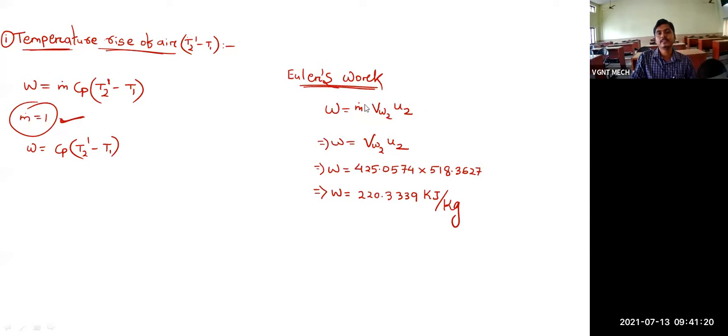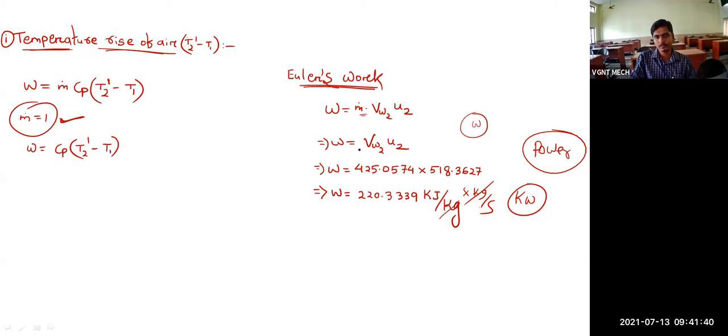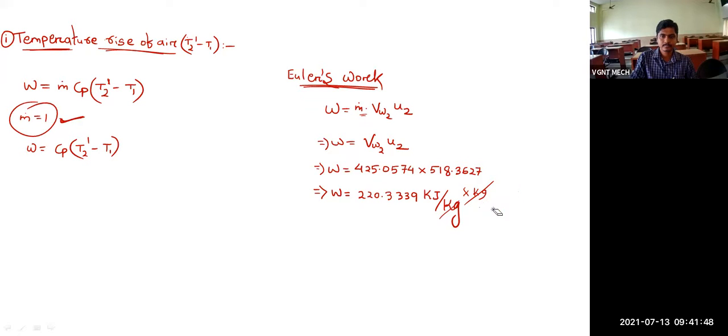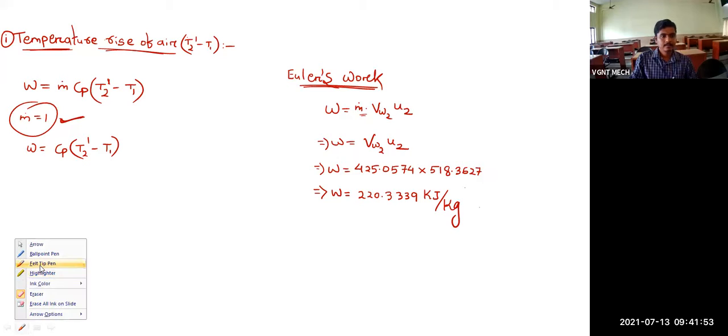So you will remember, if this mass will be there, then the unit will be kilowatt, because what is the unit of mass flow rate? Unit of mass flow rate is kilograms per second. So if you multiply by mass, kilojoule per kg and kg per second, the kg will get cancelled, and kilojoule per second you will get, the unit in kilowatt. So if in the question they ask you to calculate power, you have to multiply by mass. If they ask you to calculate work done, no need to multiply by mass. This unit conversion you keep in your mind. So this work done we have got, 220 kilojoules per kg.